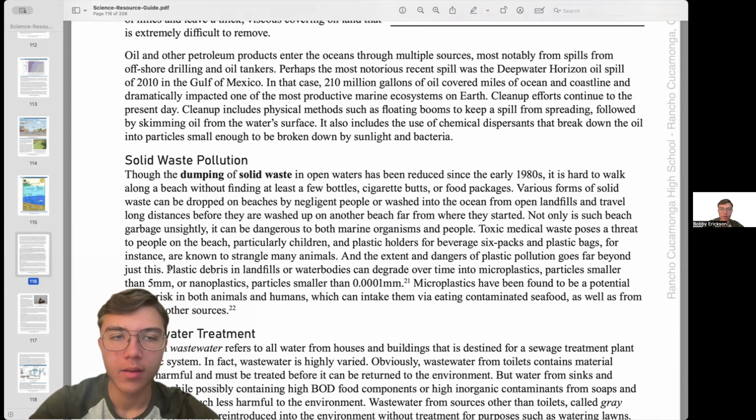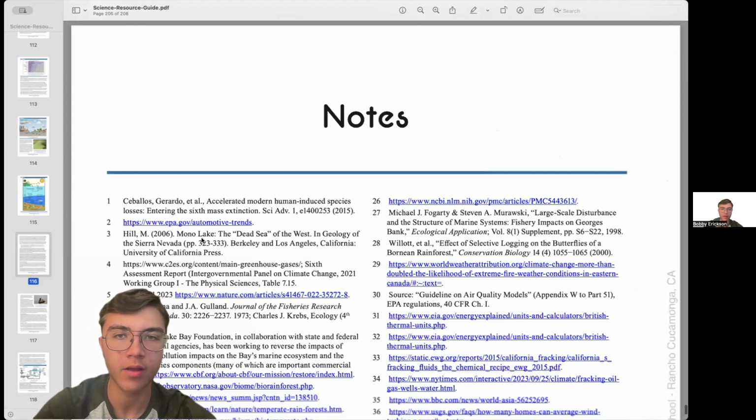Now, plastic debris in landfills or water bodies can degrade over time and make microplastics, which are particles smaller than 5 millimeters. I've had a question before where it asks, microplastics are best described as what? And that is particles smaller than 5 millimeters. And then nanoplastics are smaller than 0.0001 millimeters.